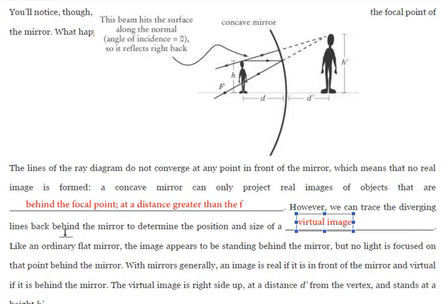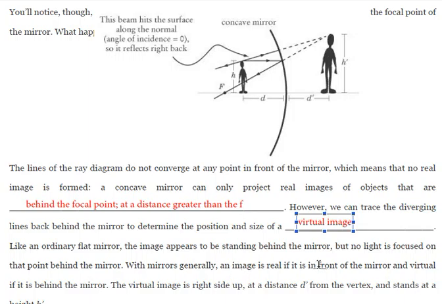So, like an ordinary flat plane mirror, the image looks like it's standing behind the mirror. So it looks like there's another you standing on the other side. But it's not coming from actual real light rays. No light is focused on some certain point behind the mirror. You couldn't hold up a screen behind a mirror and expect an image to pop up on it.